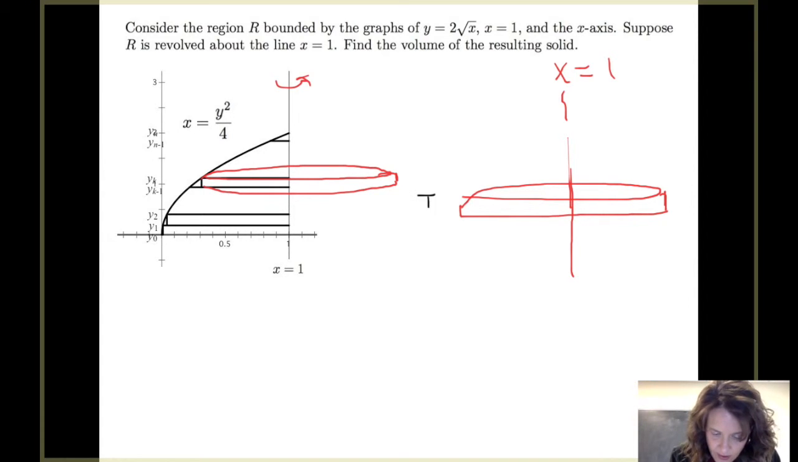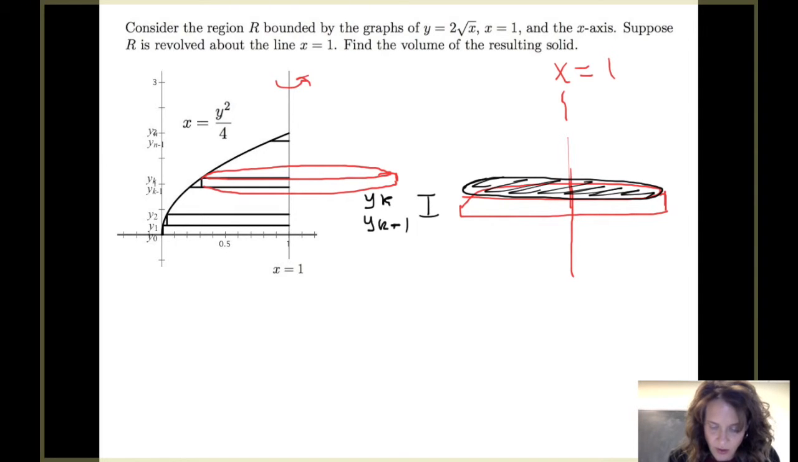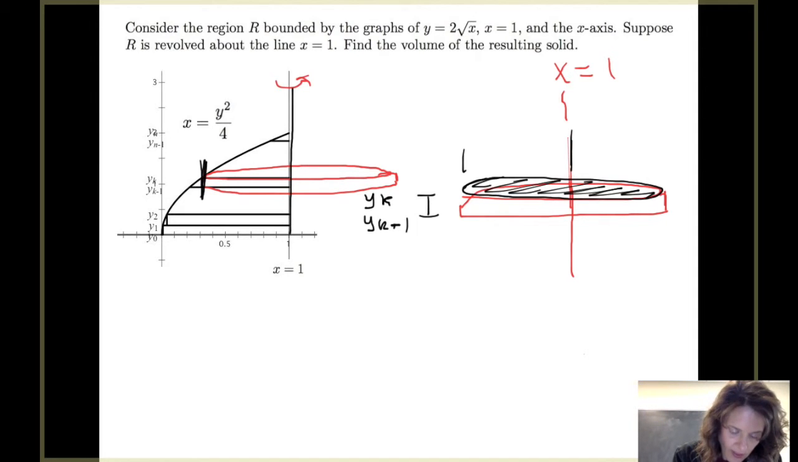And I can see that the height of this cylindrical disc, or the thickness of it, is based on the partition points y sub k minus 1 and y sub k. So the difference in those partition points will give me the thickness of the disc. The radius, because I know this top surface here is a circle, so I know I need to find the area of that circle. Well, the radius of that disc comes from the line x equals 1 to the x value based on the curve.